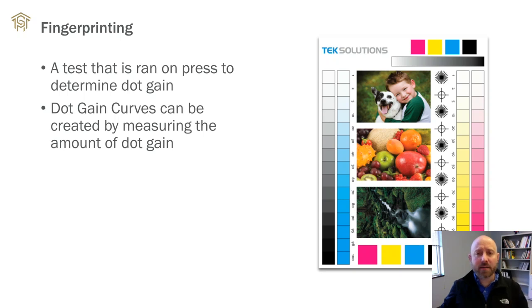So let's say hypothetically that 50% dot is actually printing 65%. So it gained 15%. What a dot gain curve will do is that if we know it's going to grow 15%, we just shrink it by 15%, so it grows to what it needs to be. And this is how we get our colors and our tones to reproduce more accurately.